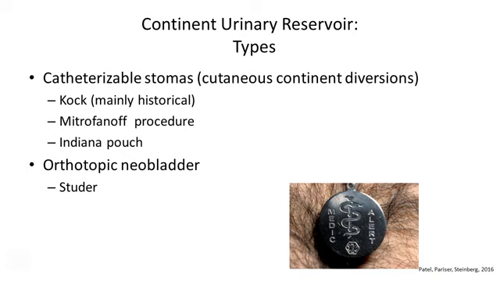The orthotopic neobladder, also called the Studer pouch, is another type of continent diversion that allows the person to void through the urethra. Anyone who has had any of these diversions should have some type of medical identification in case they're not able to speak for themselves and require urgent medical care.